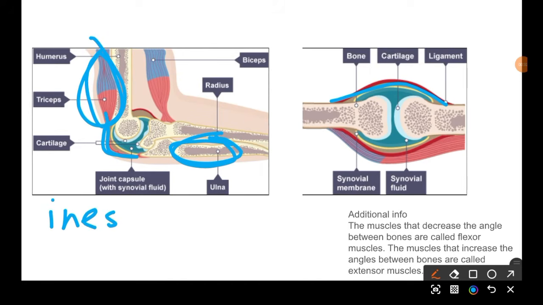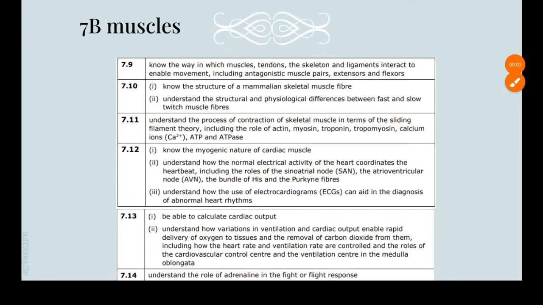Because imagine you're trying to pull up a book or something, and you use something that's really stretchy, a really stretchy rubber band, or even a piece of gum. The book won't be lifted because it just keeps stretching and it'll be really hard to lift it, so it has to be inelastic. Now the second point for this lesson in the syllabus is knowing the structure of a mammalian skeletal muscle fiber.